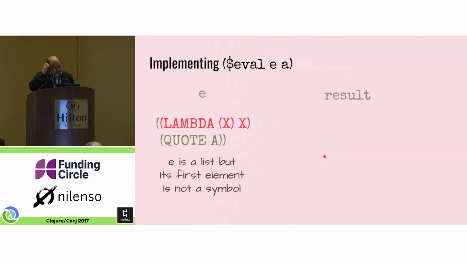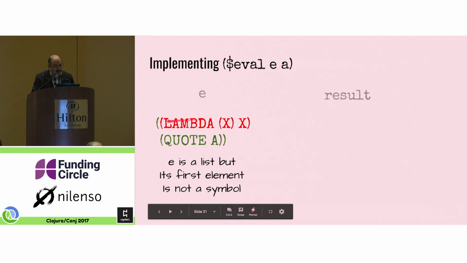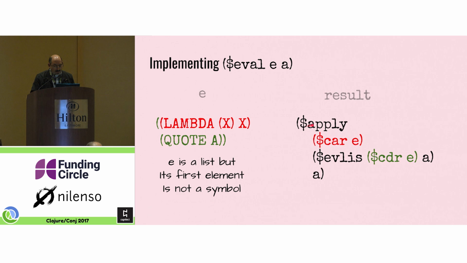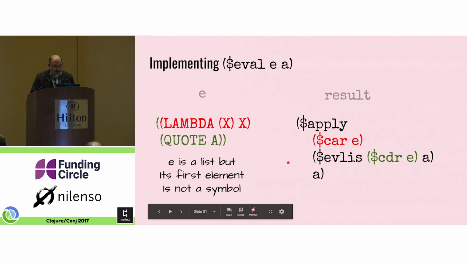And now finally, the last part that has to do with eval. Here in this case, we know that E is a list, but its first element is not a symbol, so it should be something like a lambda or a label. What we're going to do here is call apply with the car of E, which is the thing that we have in red. It's a lambda or a label. And we call EVlist with the cooter of E, which is what we have here in green, and we evaluate those parameters, and we send that together with A.